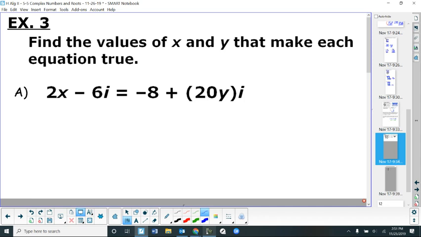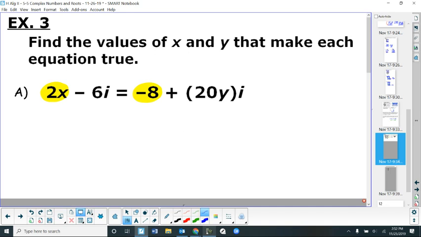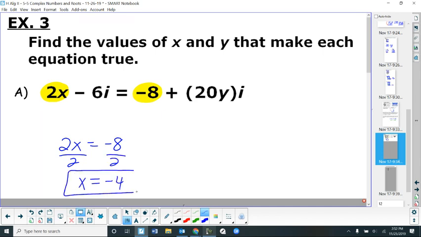So I first identify the real part. The real part on the left would be 2x, and the real part on the right would be negative 8. So over here, the real part is 2x, and over here, the real part is negative 8. So I'm just going to come off to the side and say, well, 2x has to equal negative 8. So if I divide by 2, x is negative 4.